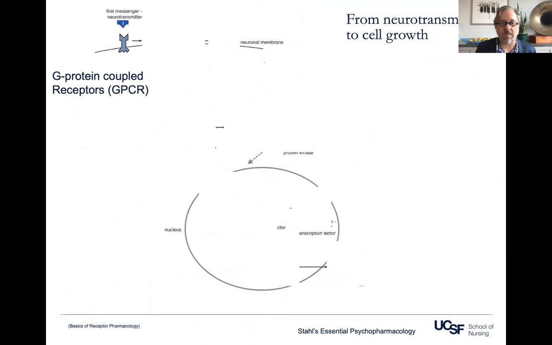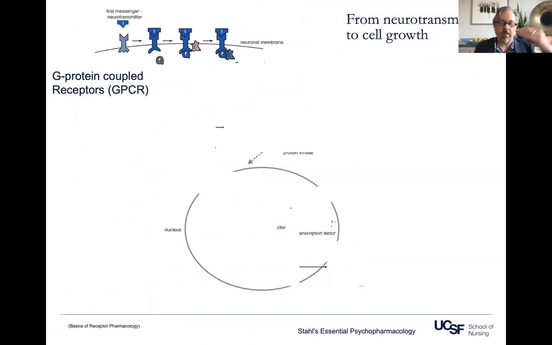Now, I'm not going to get into this in excruciating detail because it's sort of beyond the scope of this class, but I want you to understand this, and this is from Stephen Stahl's book. This is the idea of a G protein coupled receptor. So the receptor at the very top there is activated. That causes essentially this cascade of events, which I'm not going to get into the minutia of here.